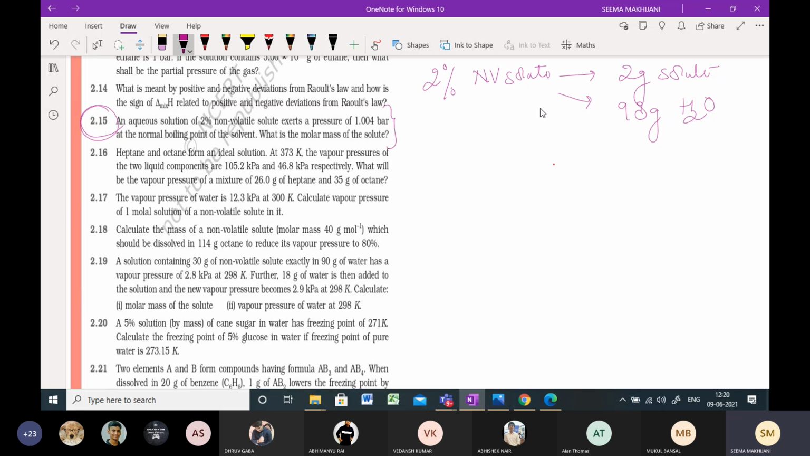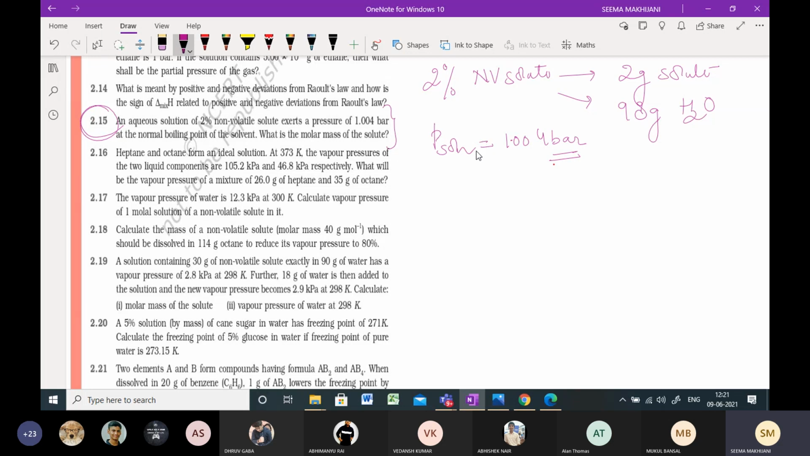It exerts a pressure given to you is 1.004 bar. Now since the pressure given to you is 1.004 bar, it is the pressure of the solution. Doesn't matter to us what is the unit given. At the normal boiling point of the solution. Now what is the normal boiling point of the solution? That is 100 degrees C, of the solvent, that is water. Of course, you don't require that boiling point.